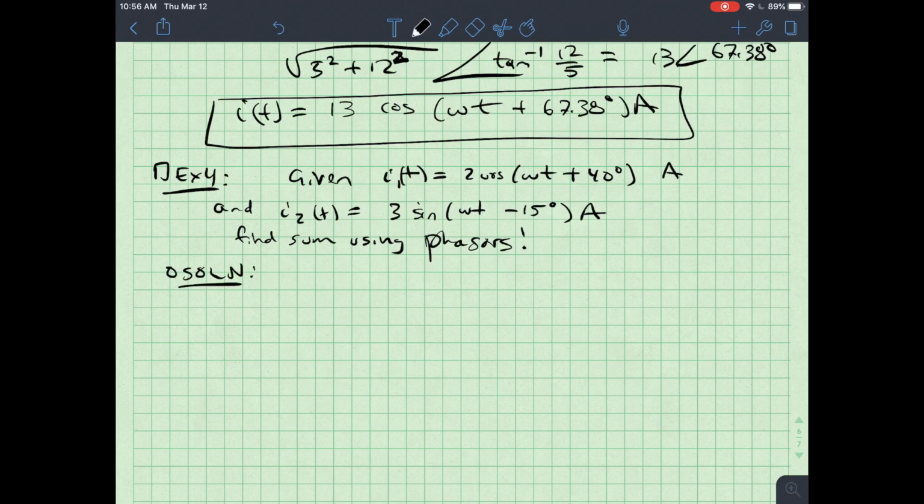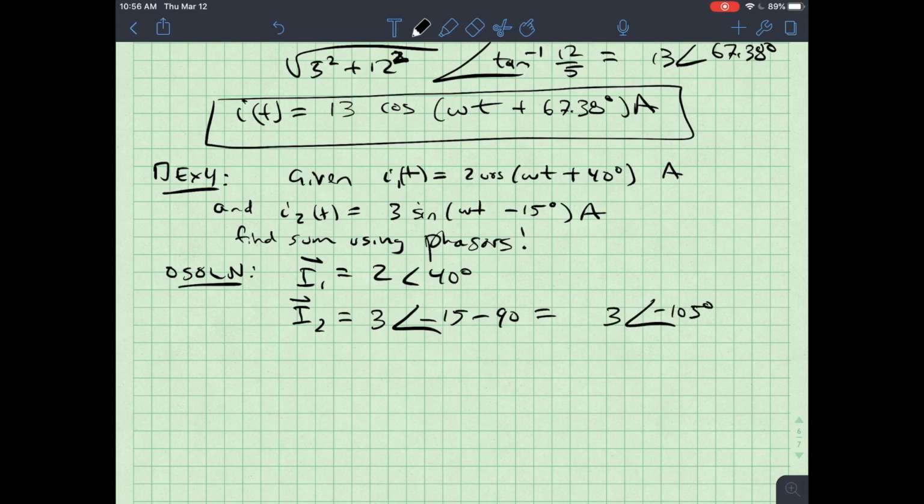So first thing I need to do is convert these into phasor form. I1 phasor is easy, it's 2 angle 40 degrees. I2 phasor is a little harder because I'm starting with the sine, but I know that I can convert this to a cosine by subtracting 90 degrees. So minus 15 minus 90. So this is equal to 3 angle negative 105 degrees.